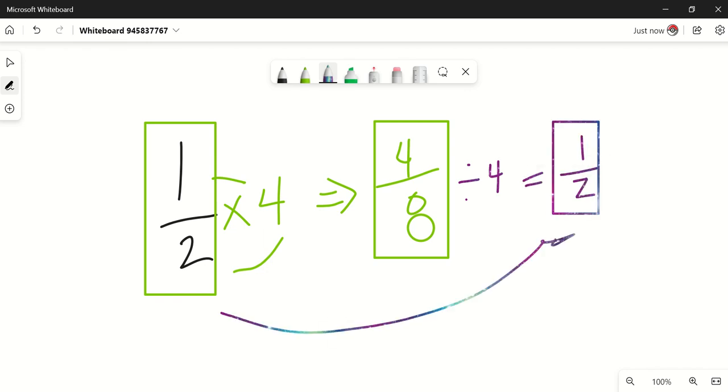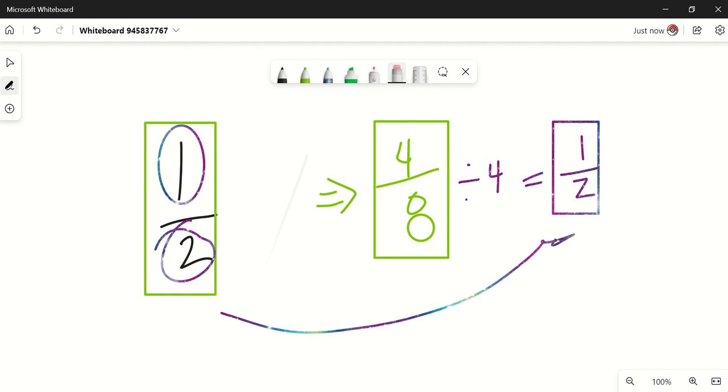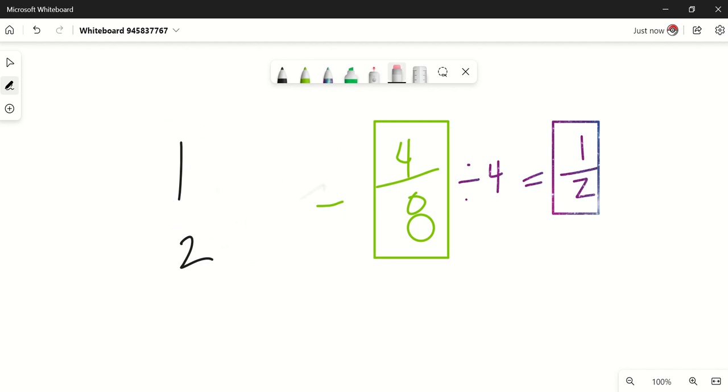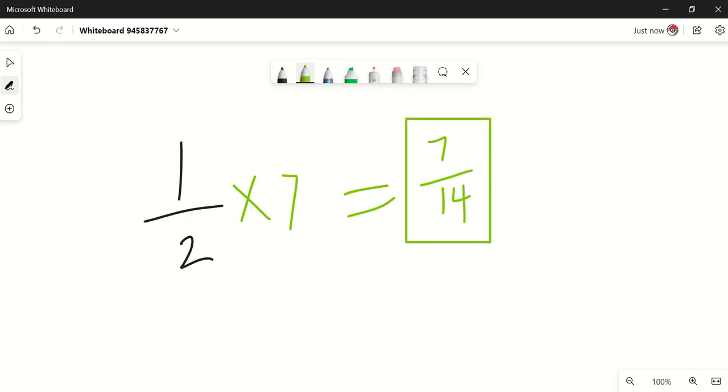Whatever happens to the numerator and the denominator, if it happens to both numbers and it changes it, it will make it an equivalent fraction. 1/2 would also be equivalent to, so let me go ahead and erase that, 1/2 could also be equivalent to, if I picked another random number like 7, 7 times 1 is 7, 2 times 7 is 14. So 7/14 is an equivalent fraction to 1/2.